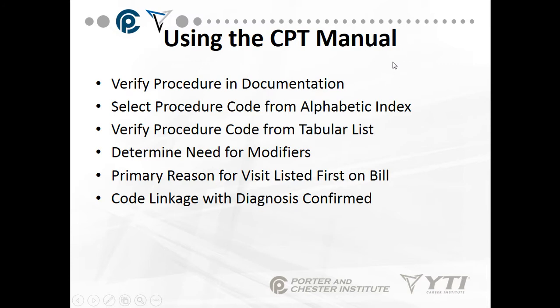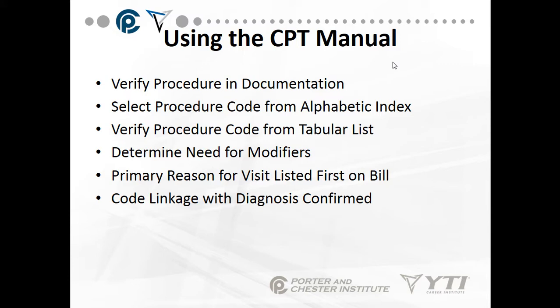Using the manual, you have to verify the procedure and documentation. The doc says he washed this person's ear out. Did they do it? In the SOAP note, it says, yes, we did an ear lavage. Now you have to select the procedure code from the alphabetic index. Just like in ICD-10 coding, you go to the alpha index first, and then you go to the tabular index. So the alpha index gives me a code 37542. And so now I'm going to go to the tabular list in the body system for the respiratory system and see if the 37542 is the right code for ear lavage. It isn't. I'm just giving you a code.